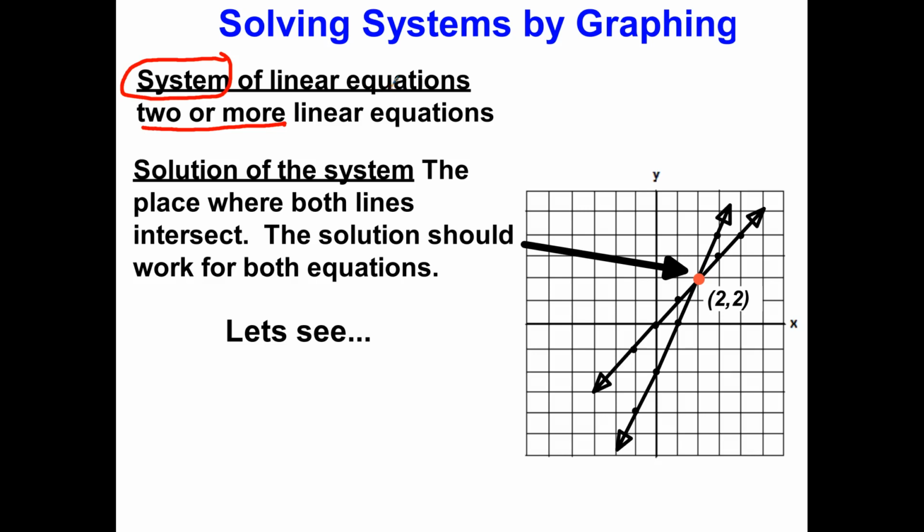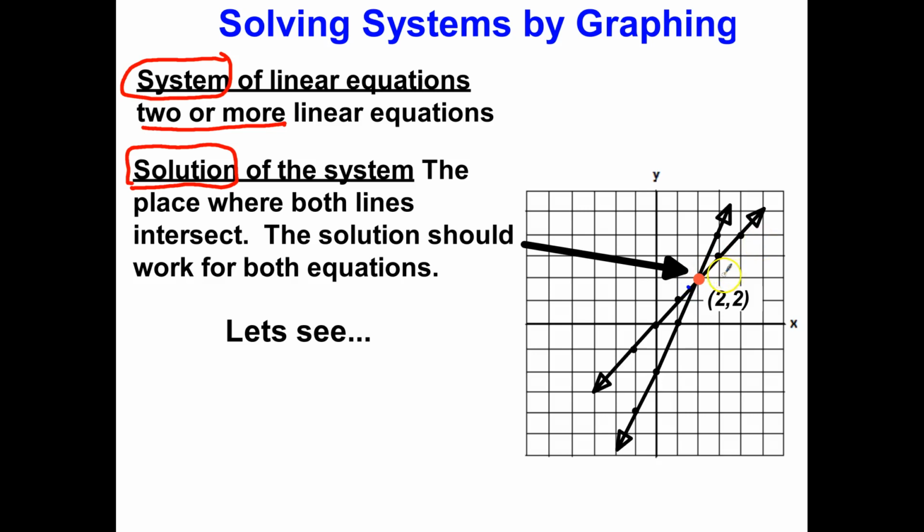Solution of the system is the place where both lines intersect. Oh, another definition which will be a part of your quiz tomorrow. The solution of the system is where both lines intersect, where they touch, where they meet, anything like that. The solution should work for both equations. So let's try to see, and let's make this happen. So if 2, 2 is the solution to the system, then it must make both of the equations true.